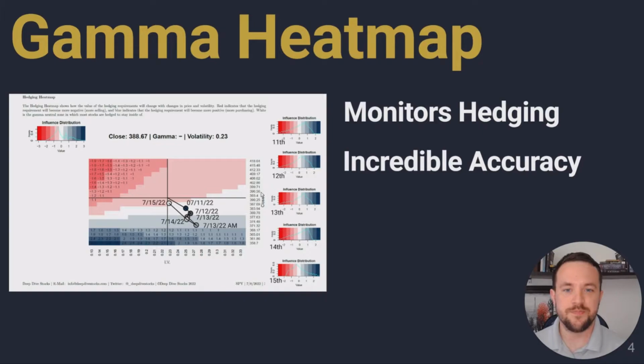You'll note that on the x-axis, we have the change in volatility, and on the y, we have the change in price. The last component of the hedging heat map is the influence distribution. The influence distribution is not only statistically relevant for future price direction, but it tells us what the most anticipated future price direction is. So again, we see that on the 7th, we had an influence distribution that was just slightly negative. So it's relatively unsurprising that the index ended a week later just slightly negative. Pretty cool.